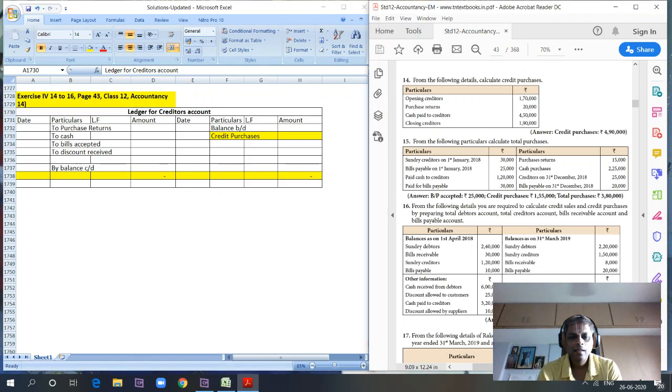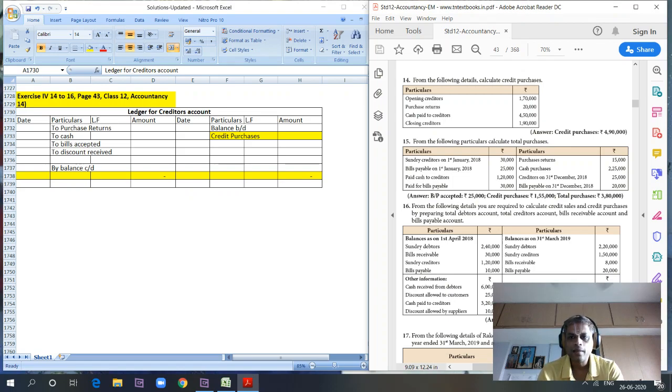Let's get into the next question. We'll try to cover 14, 15, and 16 today. And I'm in exercise 4, 14 to 16, page 43, Standard Wellaccountancy book. I'm in exercise 4, 14. From the following details, calculate credit purchases.